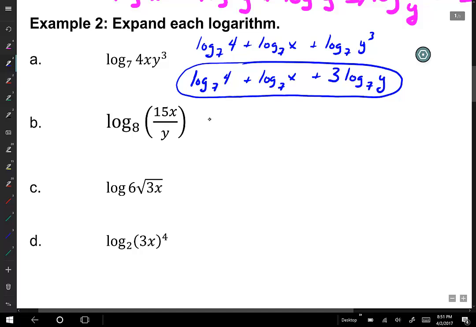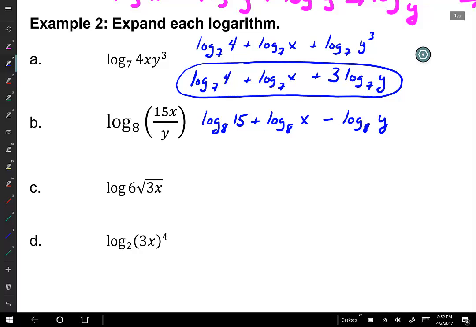Our next one, division becomes subtraction, so this is going to become minus a y, and the 15 and the x will be pluses connecting. So we're going to have 3 logarithms of our final product. So here we go. Log base 8 of 15 plus log base 8 of x minus log base 8 of y. Hopefully that's pretty straightforward.